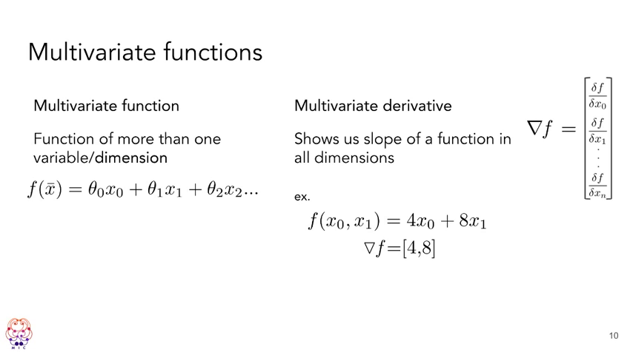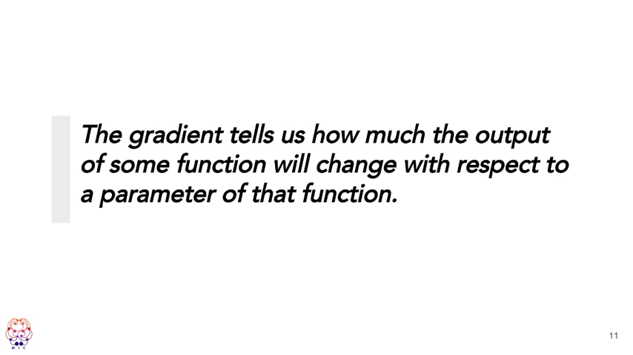The derivative of that function with respect to x0, that's just going to give you 4. So when you tweak that input by a little bit, the output is going to change by about that much. This is the information you're getting from a gradient. Right here is basically what I want you to take away from this. The gradient tells us how much the output of some function will change with respect to the parameter of that function. This is the information that you need, and that's going to help us learn down the road.